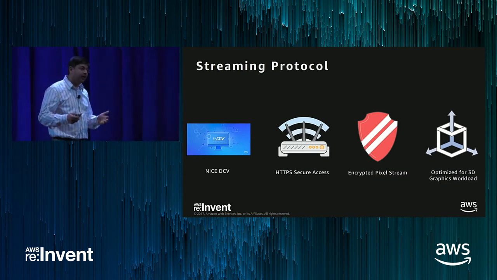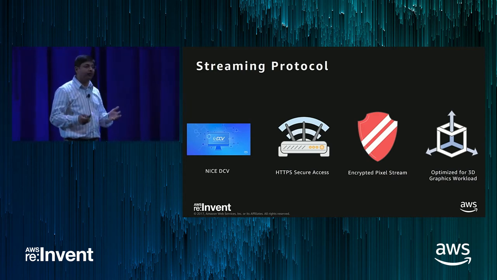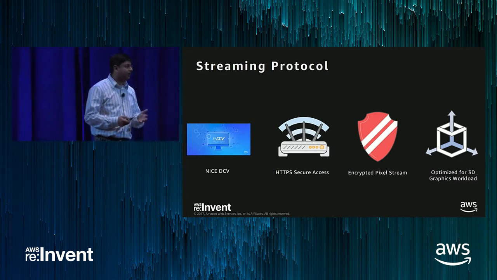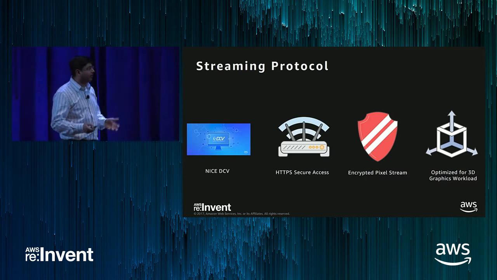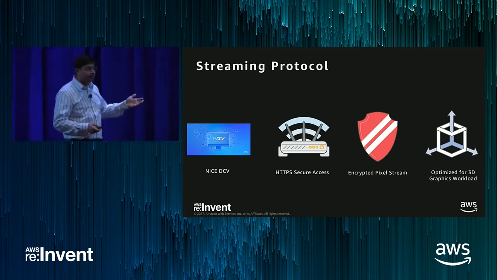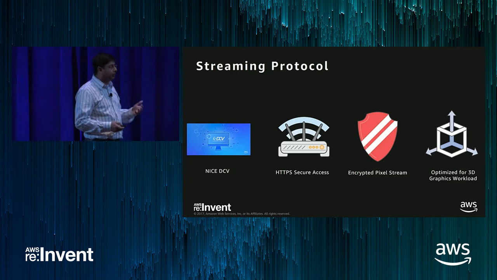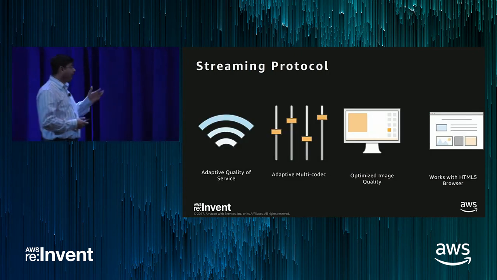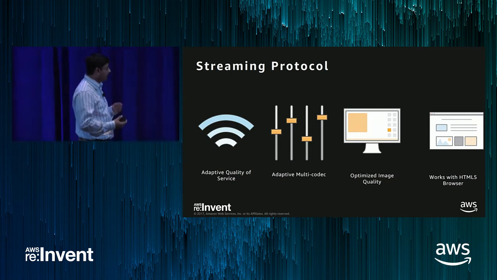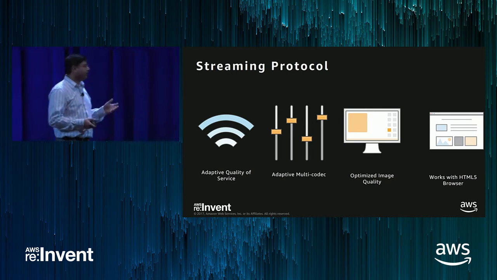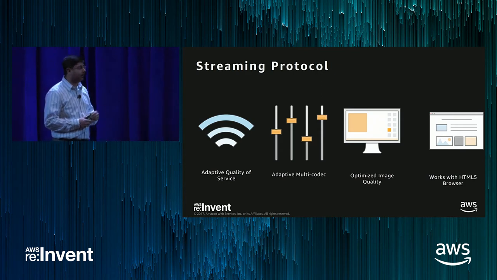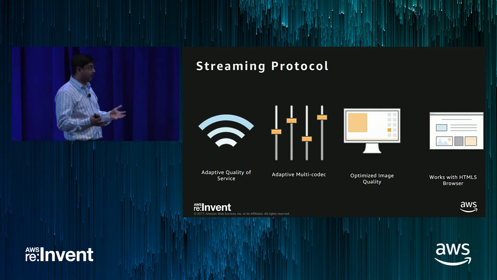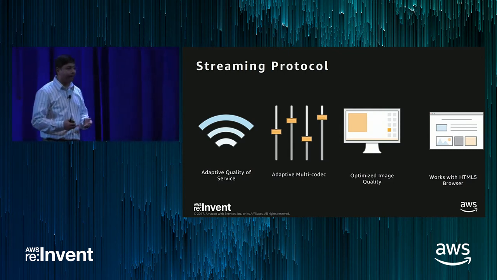This is where we have been learning from the field in terms of what it takes to operate a 3D application, what the characteristics of a 3D application are, and we have fine-tuned our algorithms to really optimize and provide that fluid experience. To support this fluid experience, we have a bunch of features that come into play and they all play together. The first one is the adaptive quality of service. So we constantly understand the network conditions that the end user is currently undergoing.